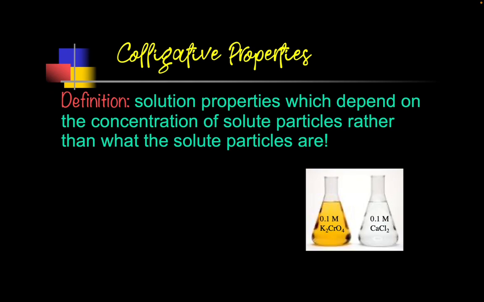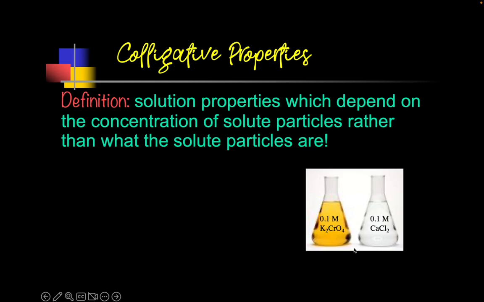So in this picture here, these two things look very different. One is yellow, one is clear, one has lots of elements, one only has two different kinds of elements. But what matters is that they are both ionic solutions that are 0.1 molarity. That is the key here. That's what makes it a colligative property.